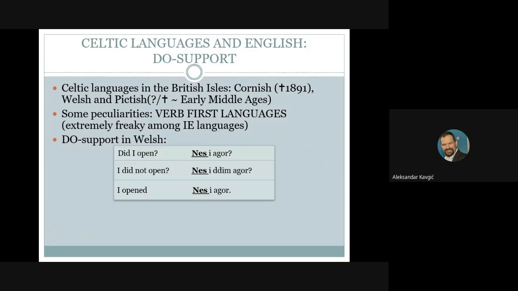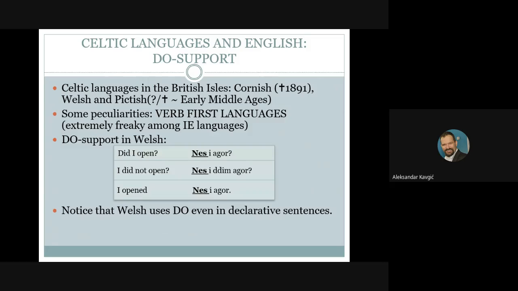So what you should notice here, and that's actually quite important, is that these Celtic languages constantly have do support. Even in declarative sentences, you use do. So you are exposed to this feature that you should use the auxiliary words for all constructions.